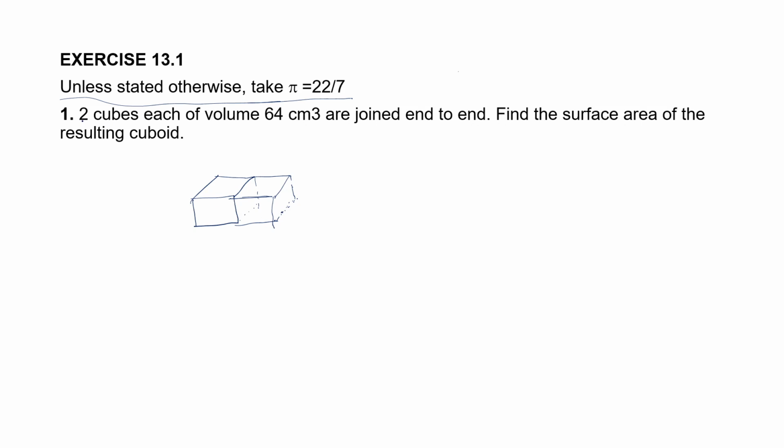Okay, so what is given? Two cubes, one cube and second cube. The volume of the cube is given. Suppose A is one side. What is the volume of the cube? Volume is equal to A cube. So volume is given 64. 64 is equal to A cube. So what is A? 4. So A is 4.